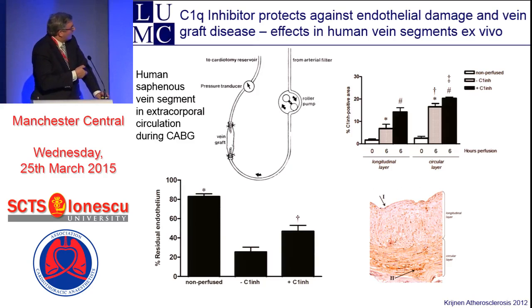And also look here in this graph, we quantified the presence of the C1 inhibitor. Normally it's present in about 5% of the lesion area, but if we added the C1 inhibitor, it comes up. And this is mainly in the intimal, the longitudinal layer of the saphenous vein. If you look at the circular layers, these differences are not that big. That's this layer. So with this knowledge, we went back to our mouse model.